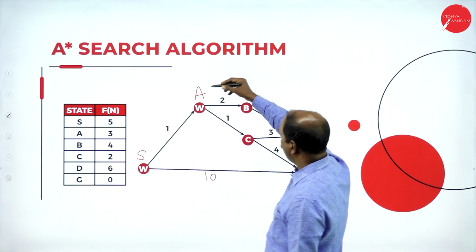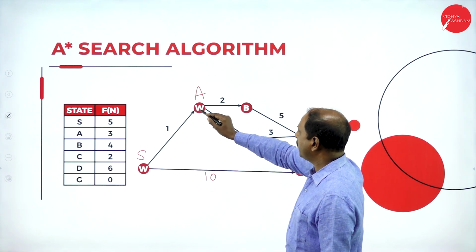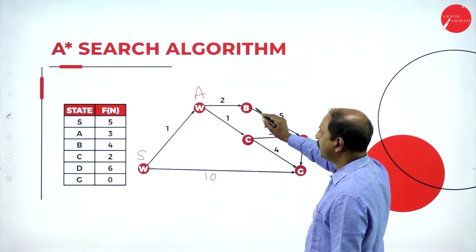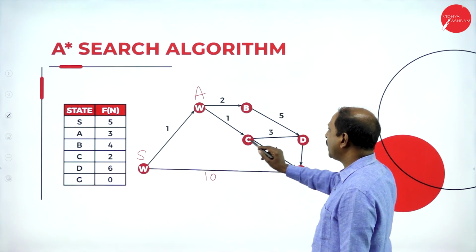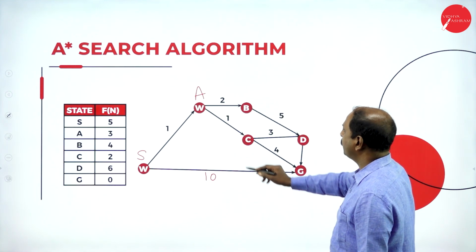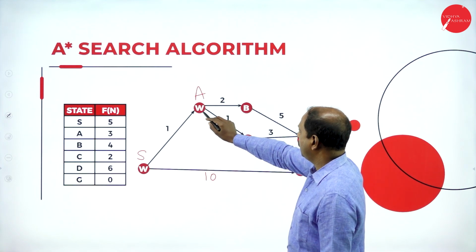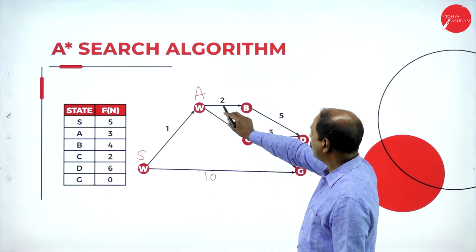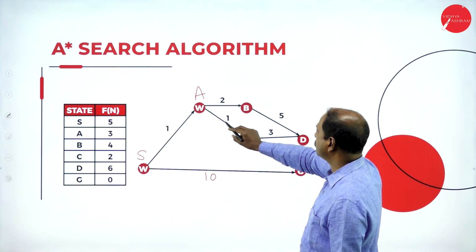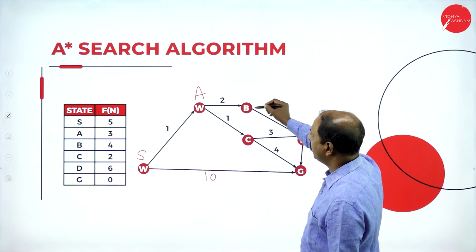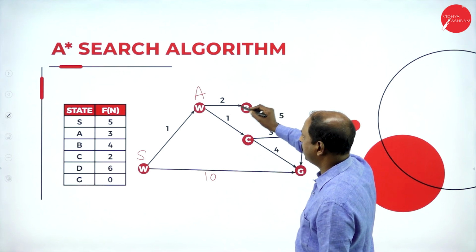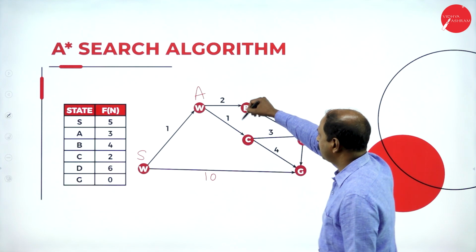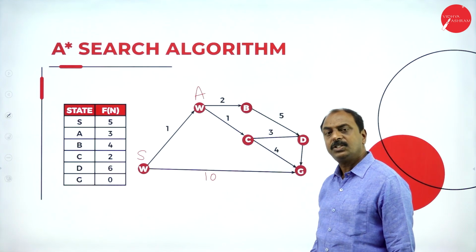Now from A, we have to take another route. A to B is one path and A to C is another path. If you consider the values here, A to B, the cost path is 2 and A to C, the cost path is 1. And the heuristic function value of B is 4 and C is 2. By adding these two, we can find out the lowest value.